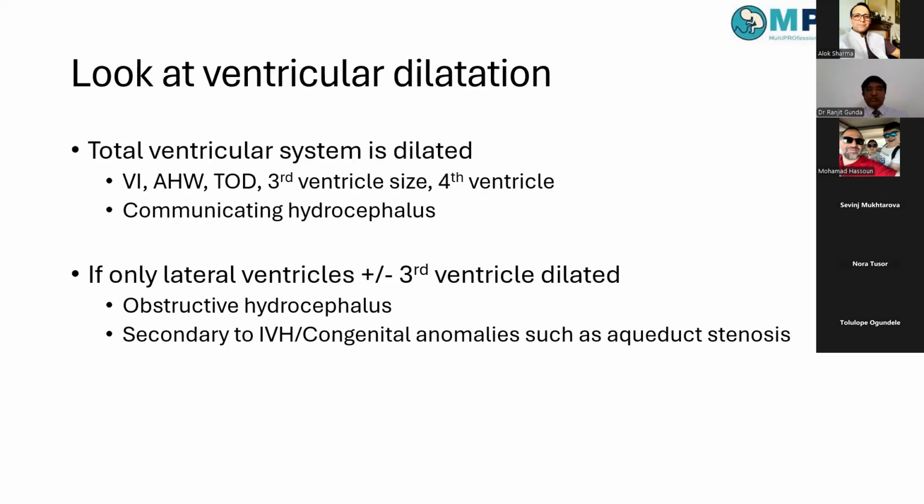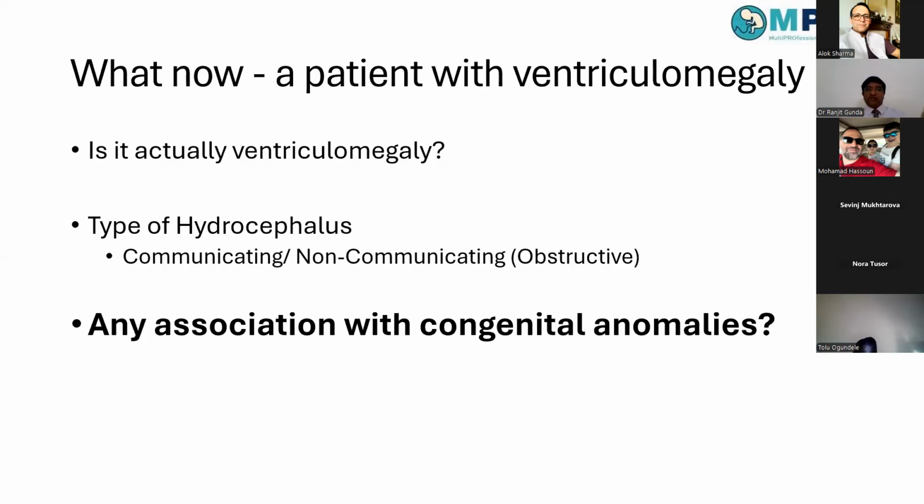If only the lateral ventricles are dilated, or only the lateral ventricles and third ventricle are dilated, but the fourth ventricle is not, then we might be dealing with obstructive hydrocephalus. That would be associated with congenital anomalies or secondary to IVH that blocks a particular part, either the foramen of Monro or aqueductal stenosis. So looking at the whole ventricular system guides us in telling whether we are dealing with communicating or non-communicating hydrocephalus.